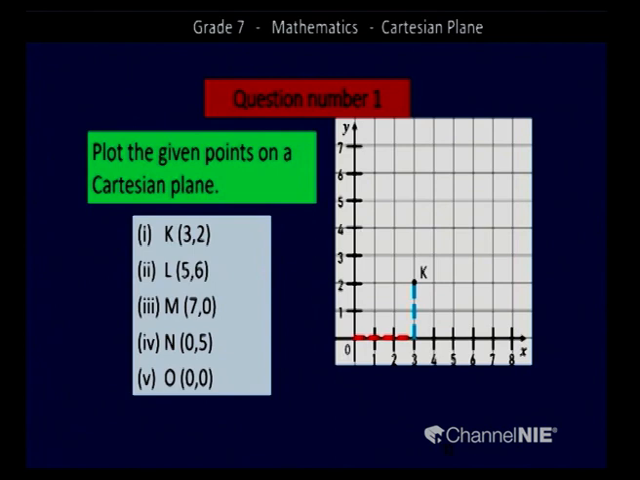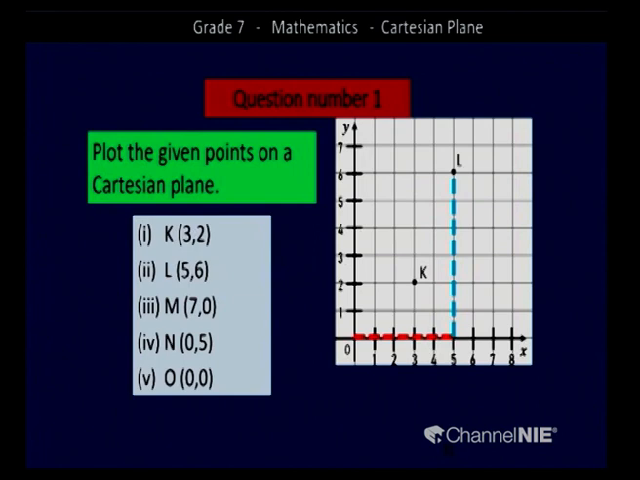Right. Next, question number 2. Point L, the coordinates are (5, 6). So, the x coordinate is equal to 5, the y coordinate is equal to 6. So, I need to move 5 units towards the x axis, then 6 units towards the y axis. Then I can get the point where I should mark. So, I have to mark the point properly and name it L.